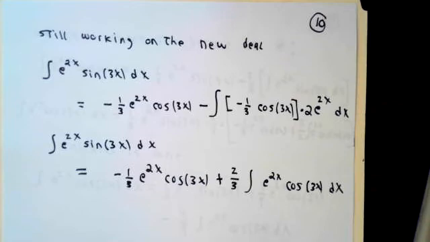plus 2/3 times the thing that I'm looking for in the original integral. See, this is very reminiscent now of what happened with integral secant cubed. So probably something like that will work out here.